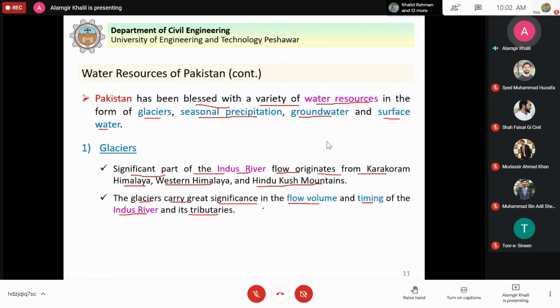And the Tarbela Dam is normally full during that time when we have high river flows, and the water is stored and is used for hydropower production. And during low flows, the same water is then released to meet the water demands. So these glaciers have great significance in the flow volume, how much quantity of water is flowing in the Indus River and its tributaries, and the timing.